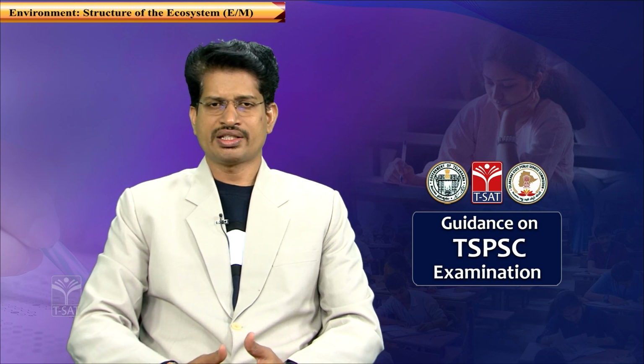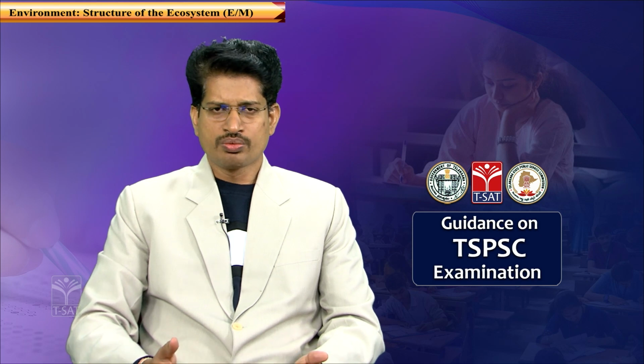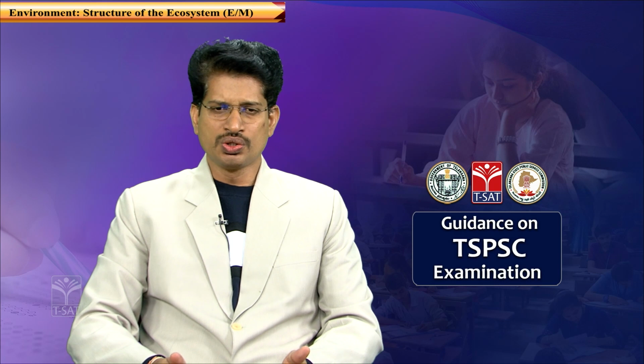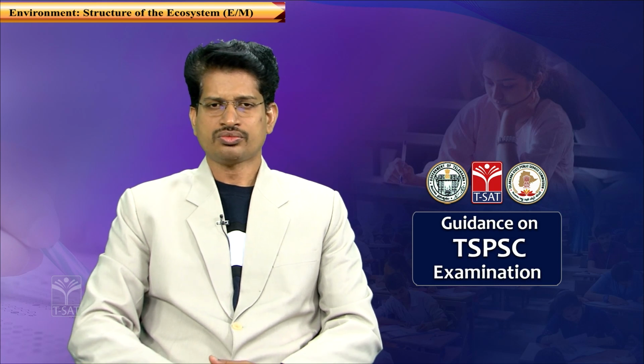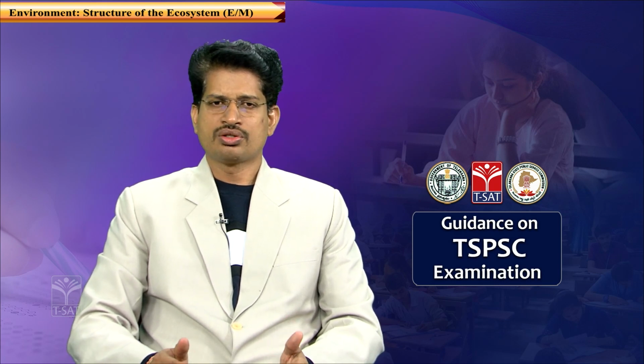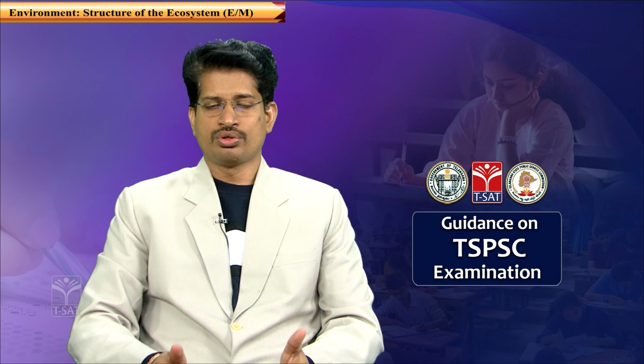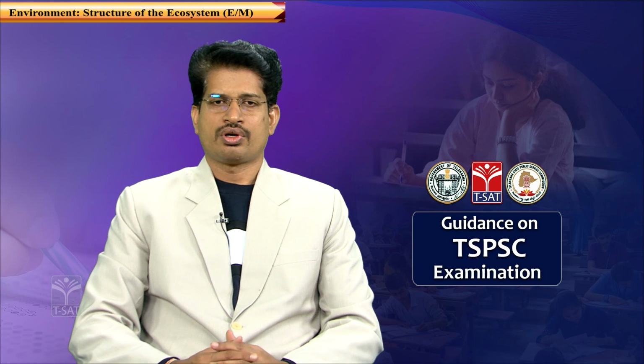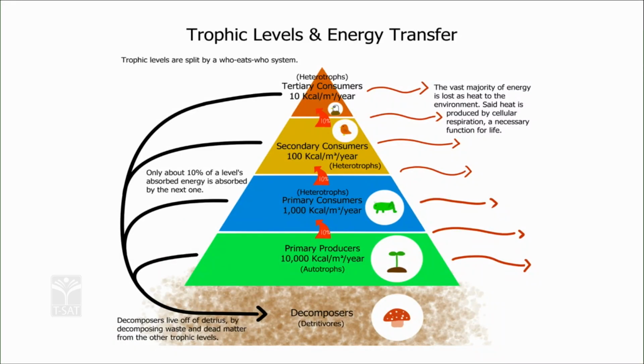In the case of primary consumers, they are known as herbivores because their dependence is only on primary producers, that is plants. The next layer is secondary consumers. These secondary consumers are otherwise also known as carnivores. They depend upon the primary consumers, known as the herbivores.